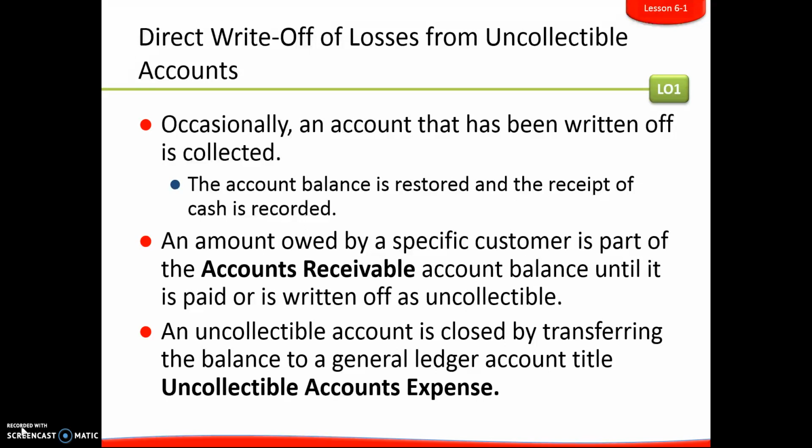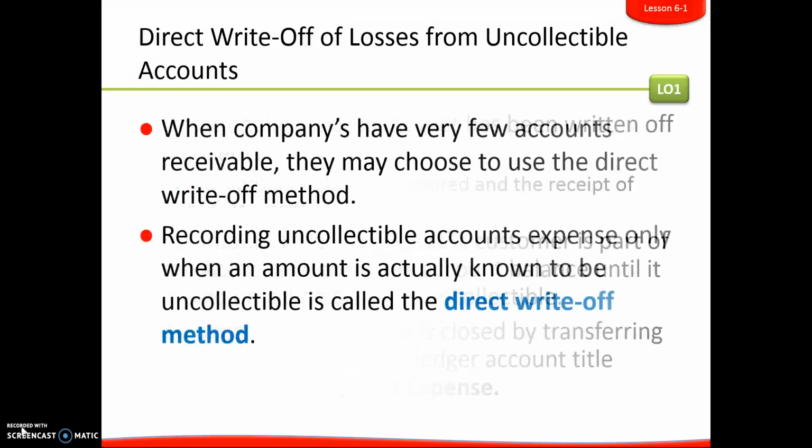So it just says that an amount owed by a specific customer is part of the accounts receivable account balance until it is paid or it is written off. And then once it becomes uncollectible, we need to transfer that amount from an asset into an uncollectible accounts expense, which of course is an expense of doing business, and that account is held in our general ledger.